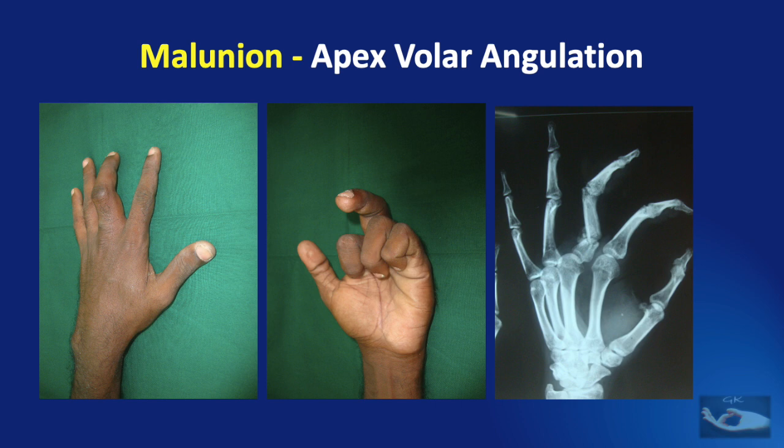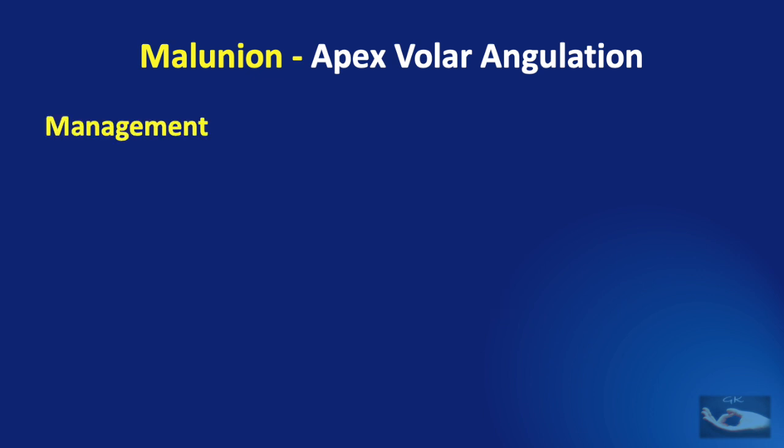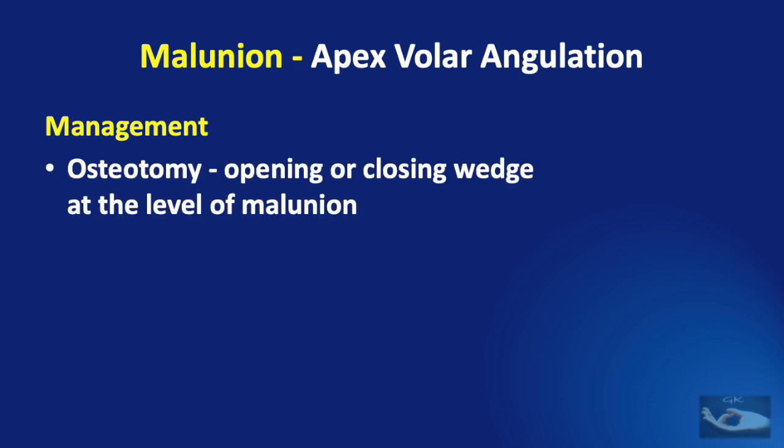This deformity is very clearly seen in this patient. Malunion of adult proximal phalangeal basal fractures with angulation more than 25 to 30 degrees causes pseudo-clawing, and the problems that they cause are: there is a compromise of dexterity, they are aesthetically unacceptable, and can result in fixed proximal interphalangeal joint flexion contractures. The management of such apex volar angulation is again osteotomy, which could be either opening or closing wedge osteotomy at the level of the malunion.